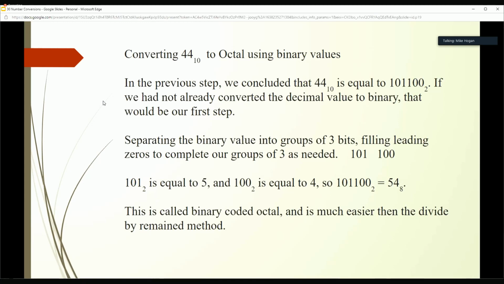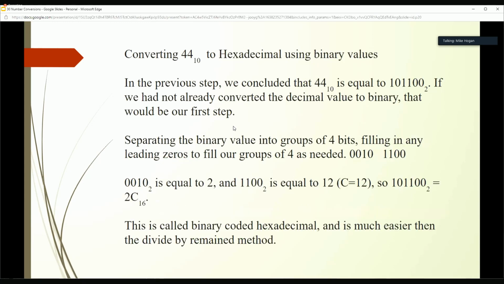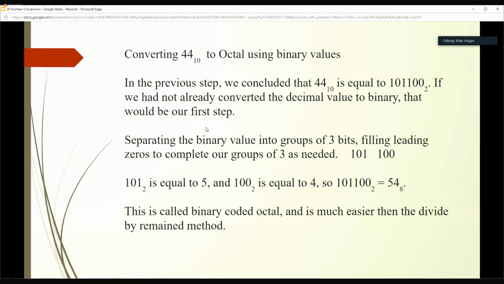For octal, you could do the same thing. We could take a look at the weighted columns for octal. For hexadecimal, we could do, actually, hold up a second. So let's do this. In terms of binary, if we converted that 44 base 10, we got 101100. That's what we said was 44 in binary, right?